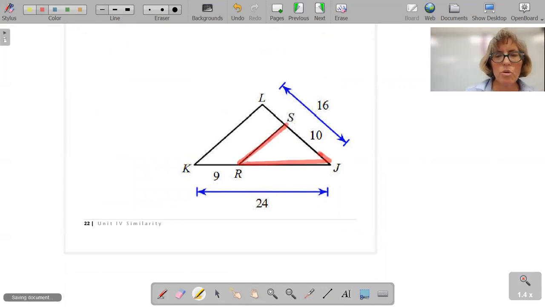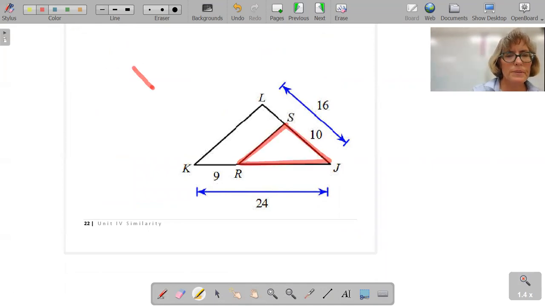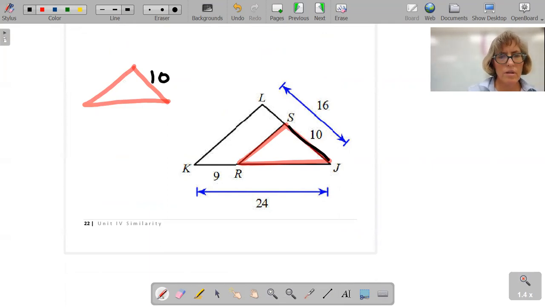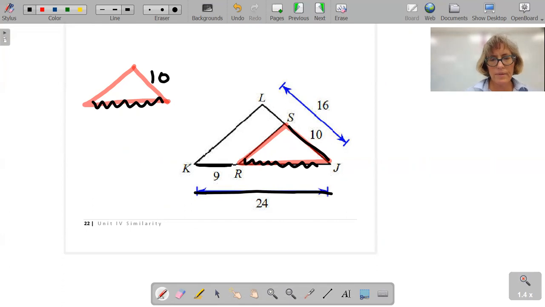Let's try this one. Ready? Let's pull these triangles apart. Pull the numbers over. This is 10. This, careful, is not 24. It's 24 minus 9, which is going to be 15.